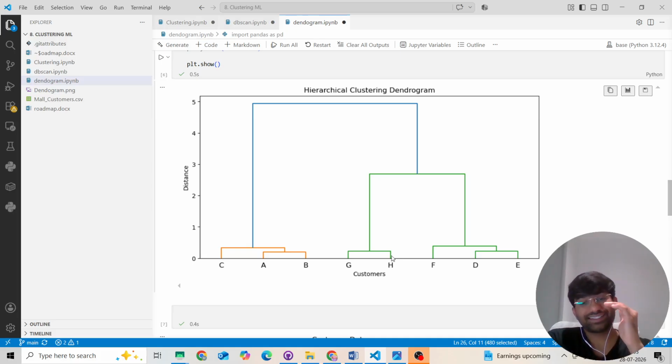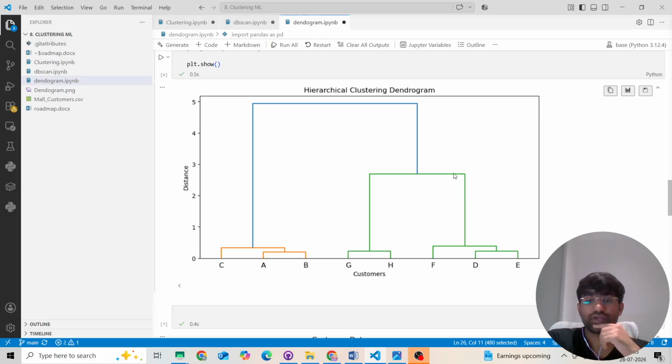So the distance is less. That means smaller distance means similar clusters. So these points are in a similar cluster. Now you see this line. This has found one more cluster now, agglomerative. G and H, and including all the points F, D and E, it has formed one more cluster.